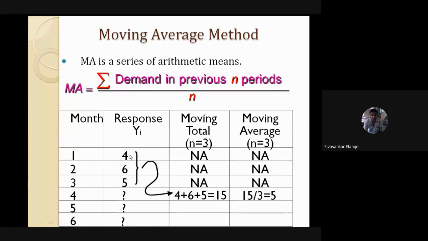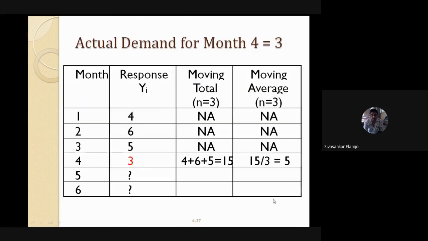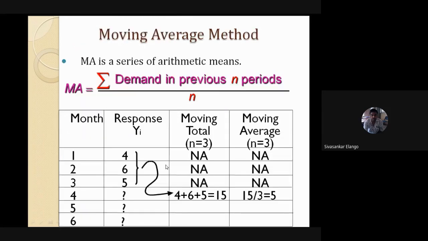For the 4th month we are going to use the past 3 months' sales, and the value of 4th month sales is going to be 5, right? So again, for the next month we are going to calculate it like 4 plus 6 plus 5 is equal to 15, divided by 3. 15 divided by 3 gives the sales for month 4, right?